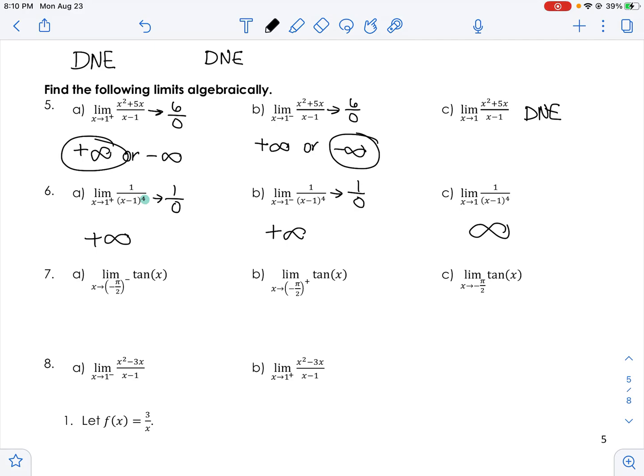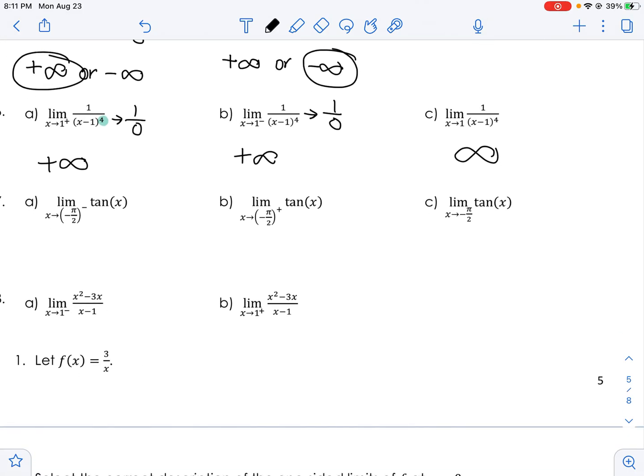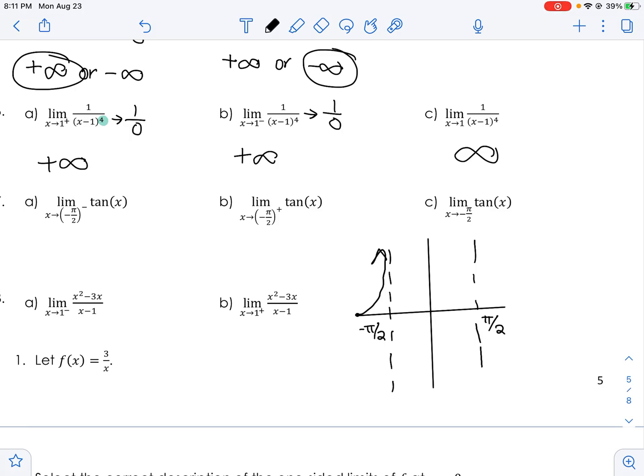Looking at the next one, we have the limit as x approaches negative pi from the left side now, again paying attention to the small changes. Okay, so this one we will need to actually look at the graph to be able to see. So the tangent graph is going to look something like this. Okay, where this is negative pi over 2, this is positive pi over 2. Okay, something like this.